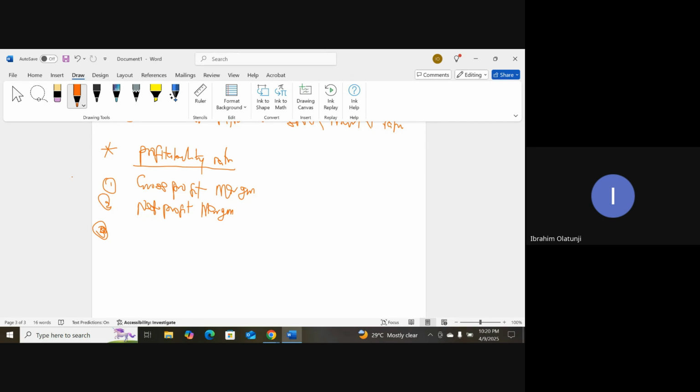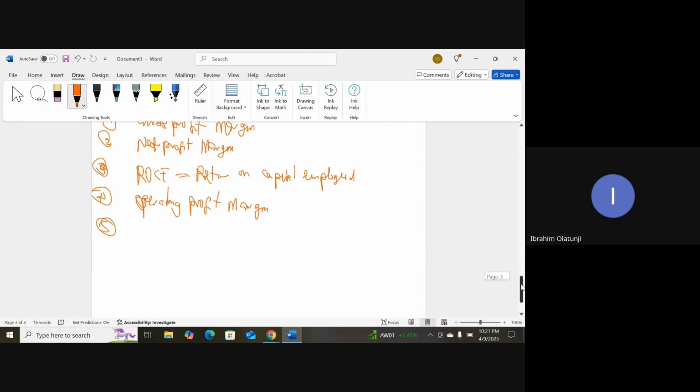You just do the relevant ratios, such as gross profit margin, net profit margin. You can also do ROCE, return on capital employed. These are the relevant ratios under this: return on capital employed. Number 4, operating profit margin. Number 5, return on assets.